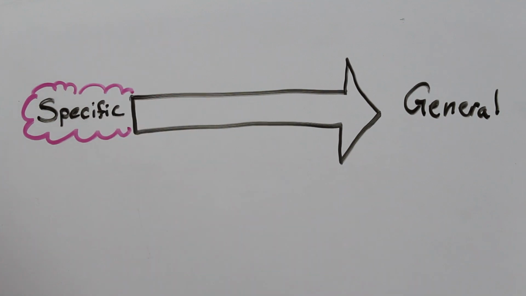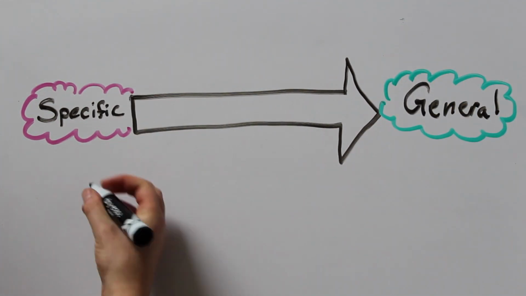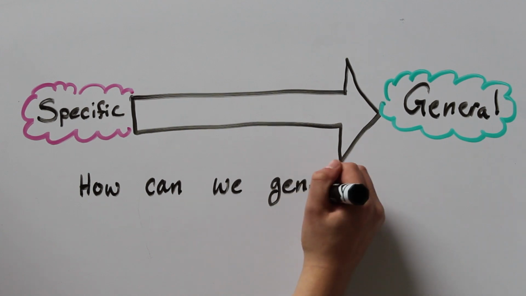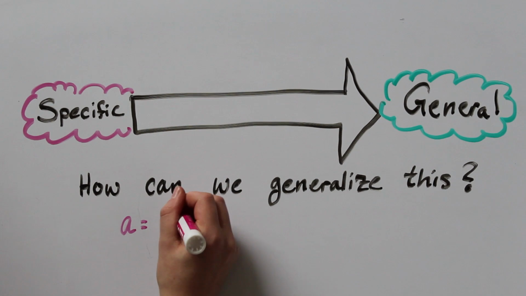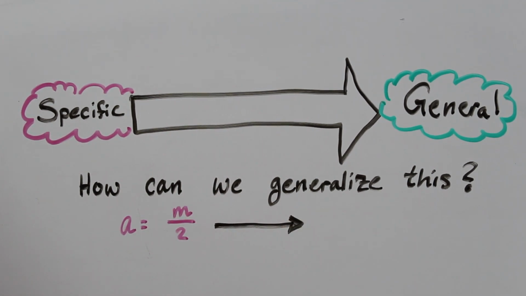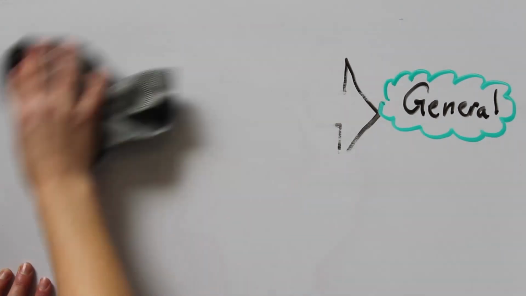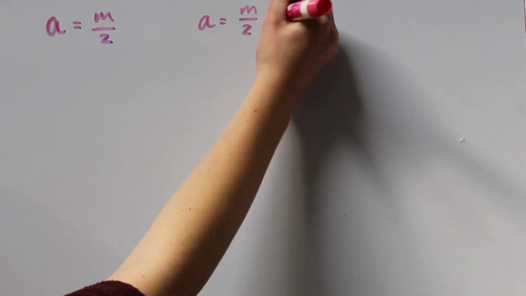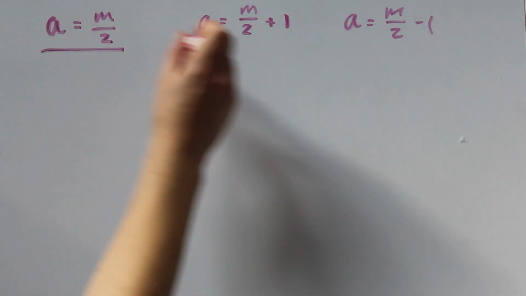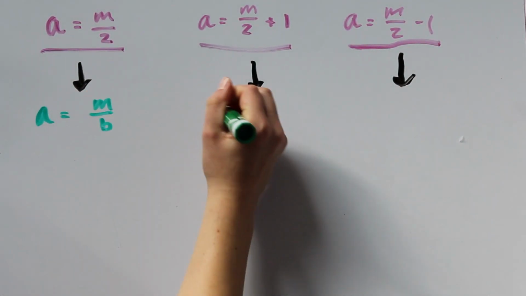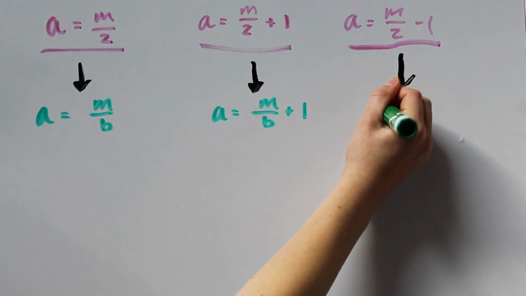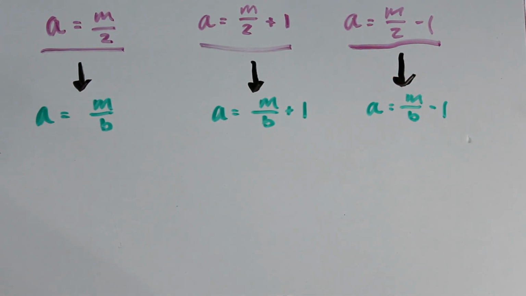There are probably a few different ways, but the first step I thought of was to look at divisors other than 2. So instead of considering when a equals m over 2, let's look at when a equals m over b, where b can be any whole number, not just 2. We will still assume that b divides m because we want our a values to be whole numbers. So then, our 3 classes become a equals m divided by b, a equals m divided by b plus 1, and a equals m divided by b minus 1.